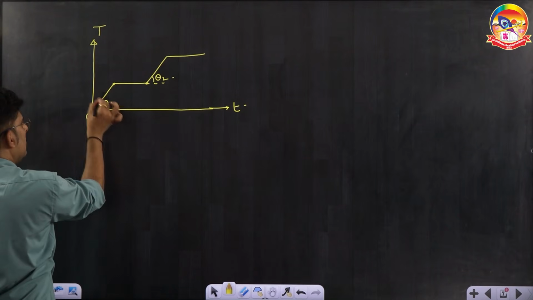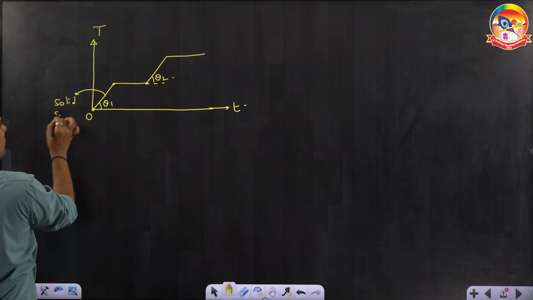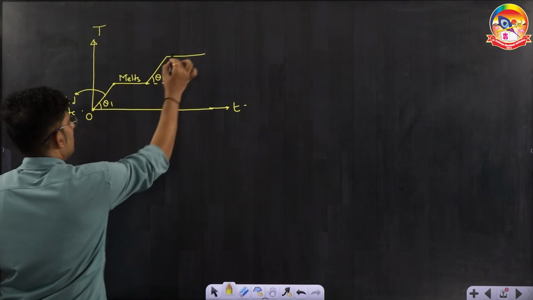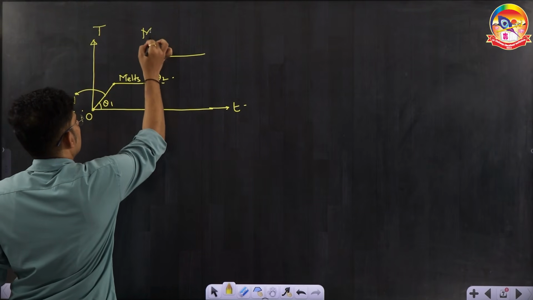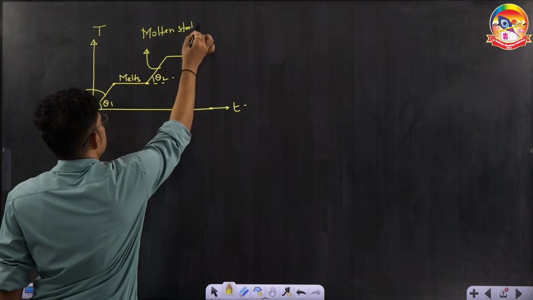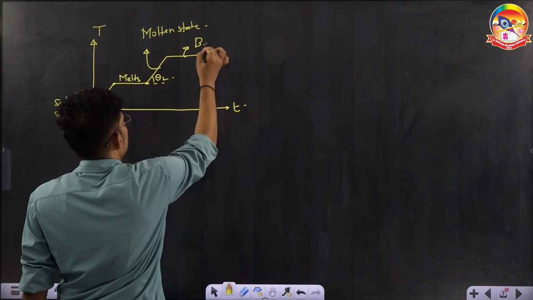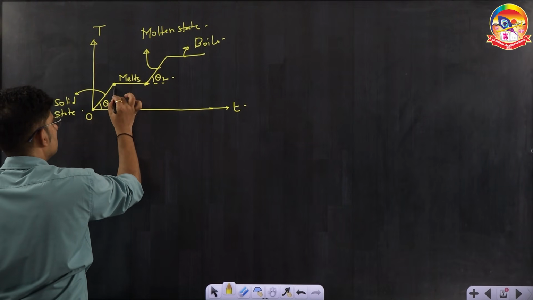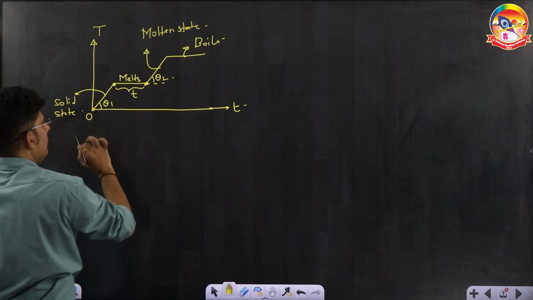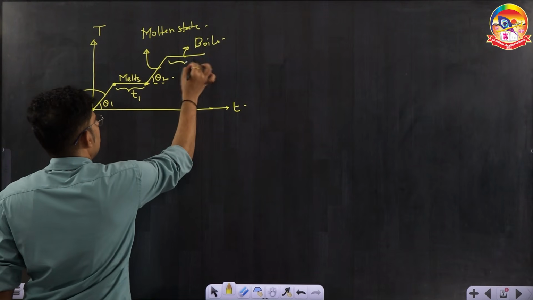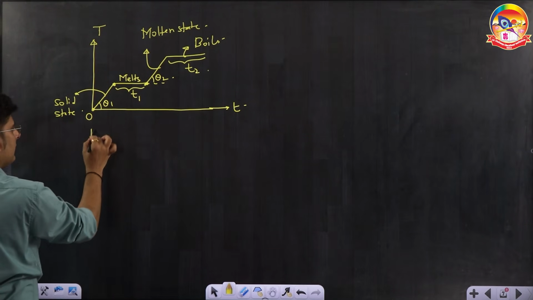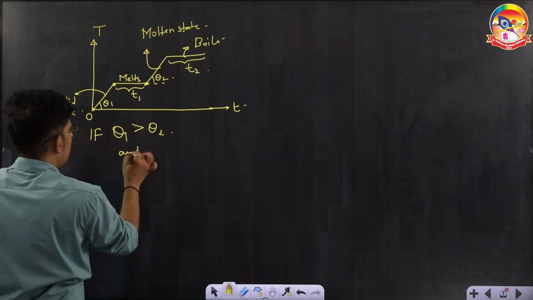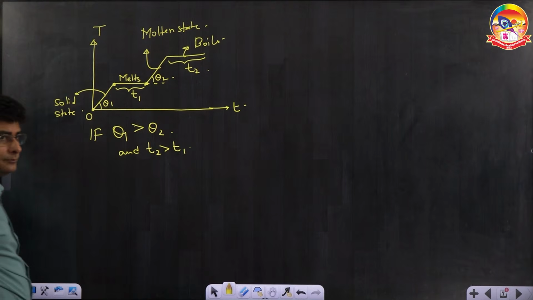here the substance is in solid state, here it melts, here it is in molten state, temperature is rising, here it boils. Now this time we are taking as T1 and this time we are taking as T2. In the question they have given theta 1 is greater than theta 2 and T2 is greater than T1.